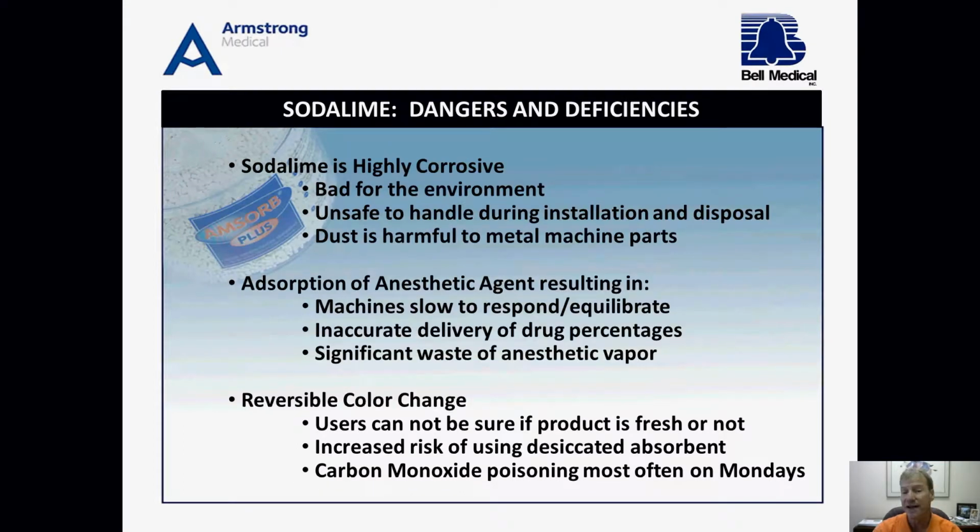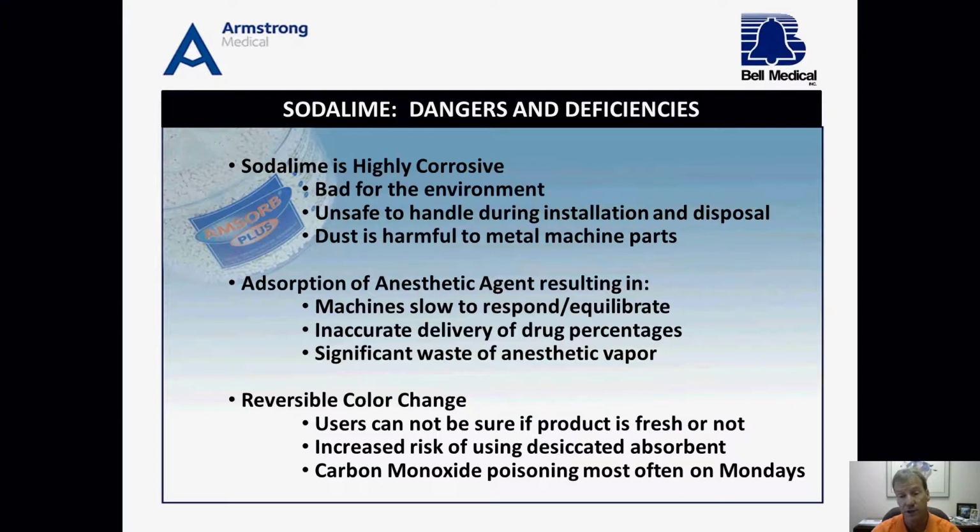So soda lime is highly corrosive. It's bad for the environment. Basically, soda limes or anything with sodium hydroxide, after it's been used, has a higher pH than Amsorb Plus. And if you get over 14, I think it's pH, yeah, then you are damaging our water supply when you dispose of it in a landfill.